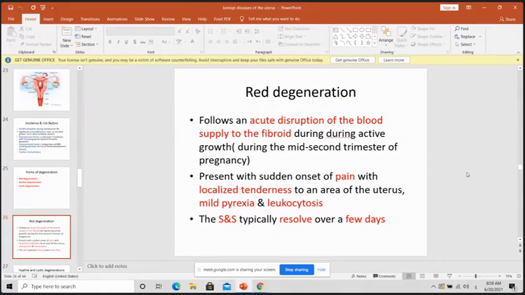طبعا الفايبرويد تعرفون انه اثناء الحمل هو اليوترس كله will be enlarged. والفايبرويد كذلك كجزء من اليوترس كذلك it will be enlarged. When it outgrows its blood supply rapidly, there will be a red degeneration of this fibroid. Here the presentation will be sudden onset of pain with localized tenderness to an area of the uterus. يعني دكتورة تقولي دكتورة أنا جيت على غفة صار عندي ألم بهذا المكان تحدده بإيدها اللي هو راح يكون confined to the site of the underlying fibroid.